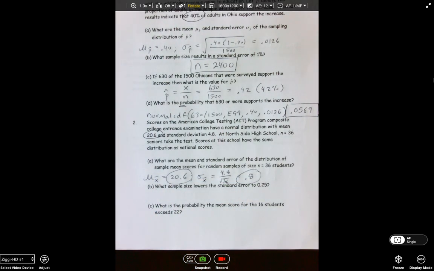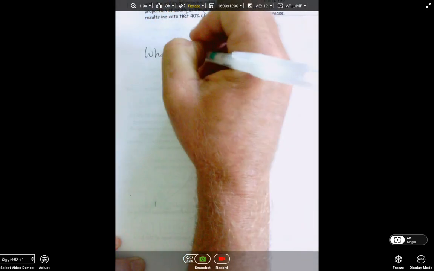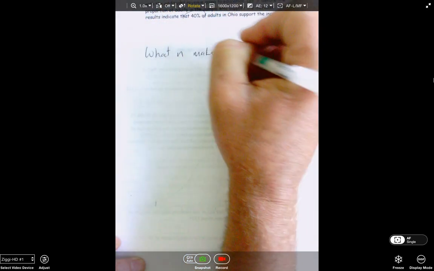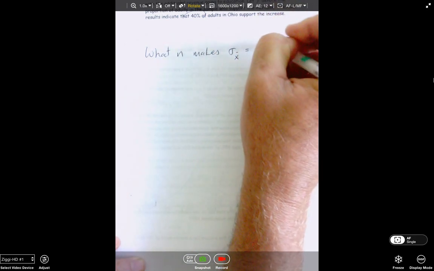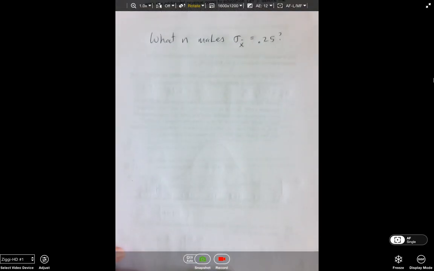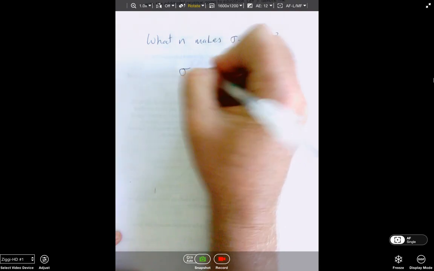All right, what sample size lowers the standard error to 0.25? Right now it's 0.8, isn't it? But what sample size would lower it to 0.25? So we need to know what n makes this 0.25. All right, well, let's just do it. We know the standard error formula for these types of problems.